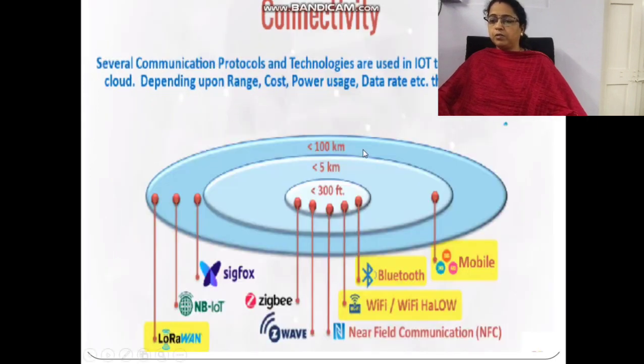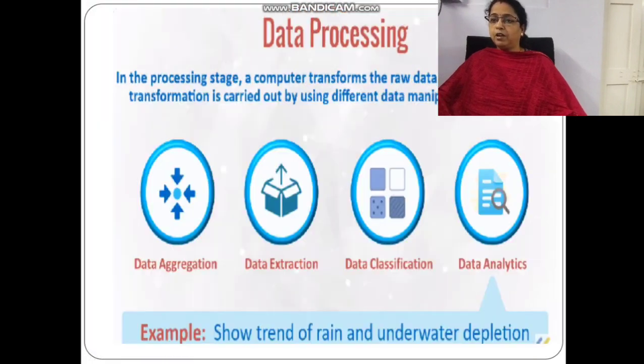This slide talks about connectivity. Here we have various ranges: if the devices are within less than 300 feet, how they are connected; if the range is less than 500 kilometers, or less than 100 kilometers, then what those various communication techniques are called. Like when we connect mobile to mobile, we use Bluetooth, we use Wi-Fi, we use near field communication (NFC), we use Zigbee, and we use LoRa for long-range communication. Depending on the range, the cost of the communication changes.